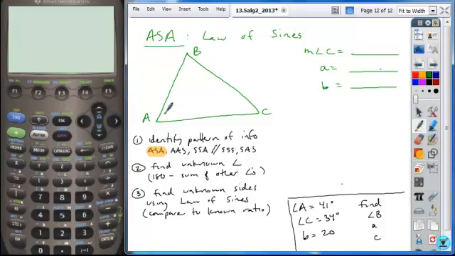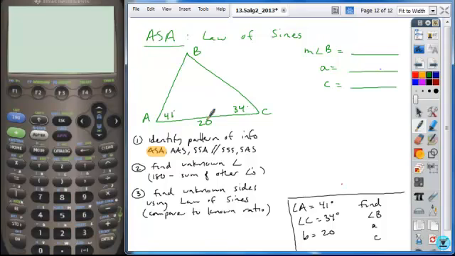If we label what we have, 41 degrees, 34 degrees, and a side length of 20, and we want to find these pieces of information. And so we want to find angle B, side A, and side C. So again, the first step is to identify the pattern of information, which is two angles and the side between that, ASA.